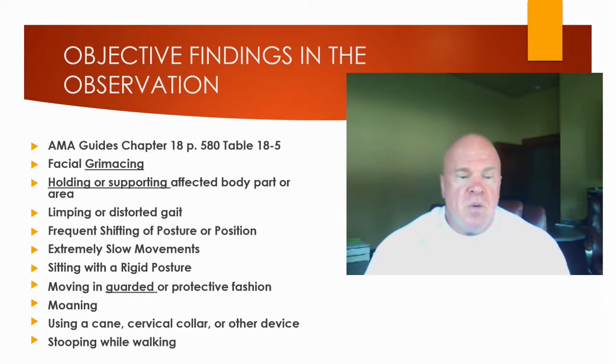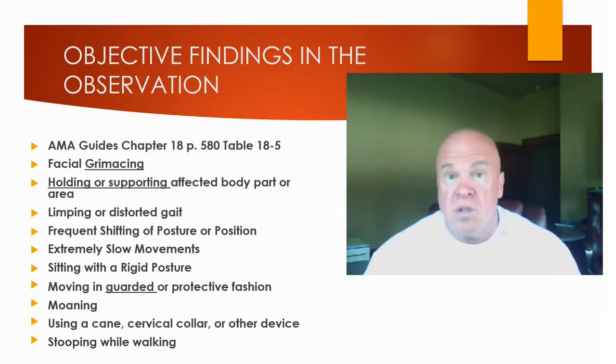How about sitting with a rigid posture? What type of an injury would most likely cause an examinee to sit with a rigid posture? Well, this would most commonly be associated with a spinal injury, either an injury to the cervical spine or possibly even an injury to the lumbar spine, but it could also be associated with an injury to the upper extremity as the examinee sits rigid in a manner to avoid moving a painful upper extremity body part, like for example a post-surgical shoulder, just as an example.